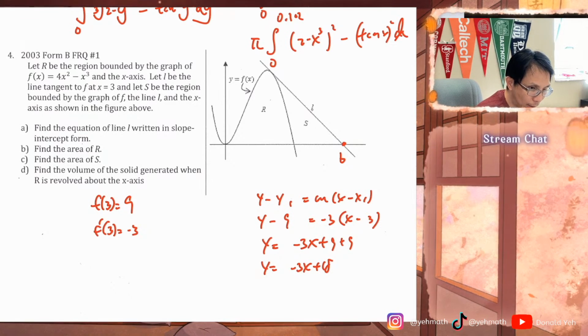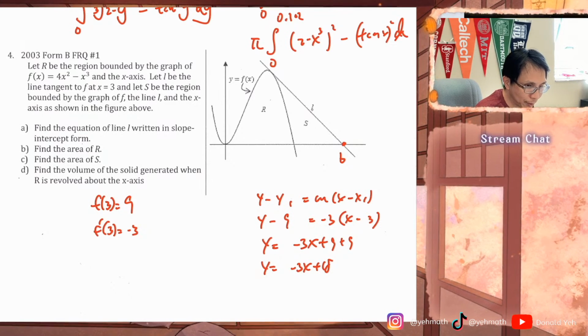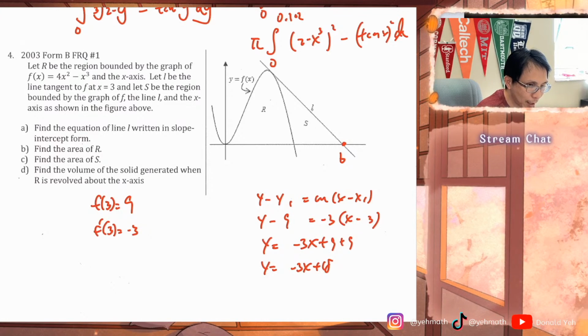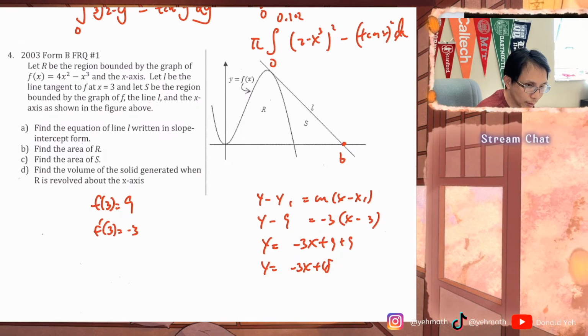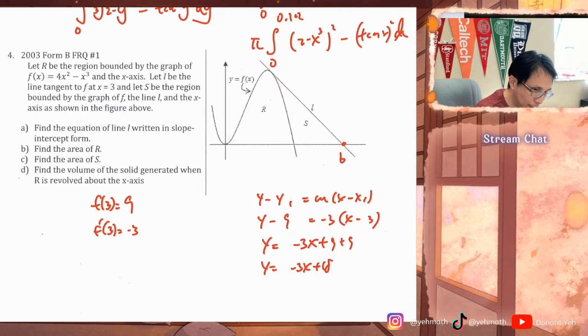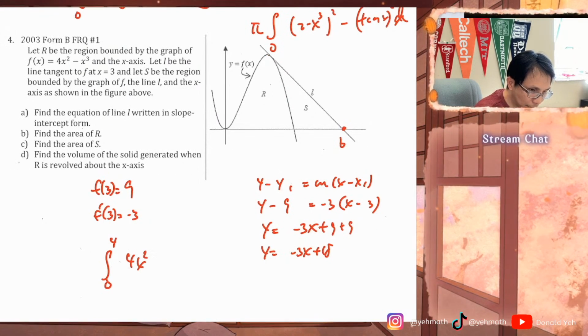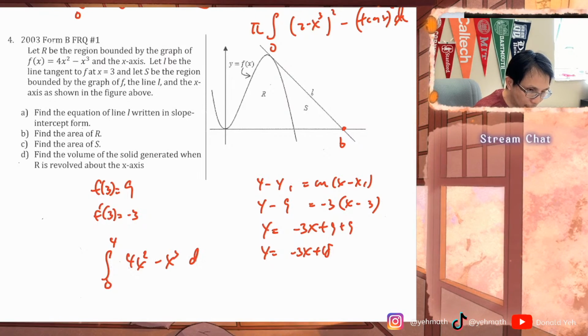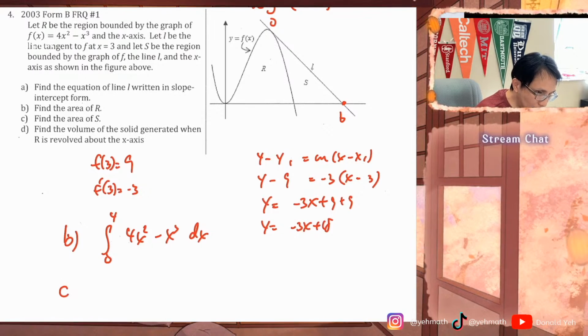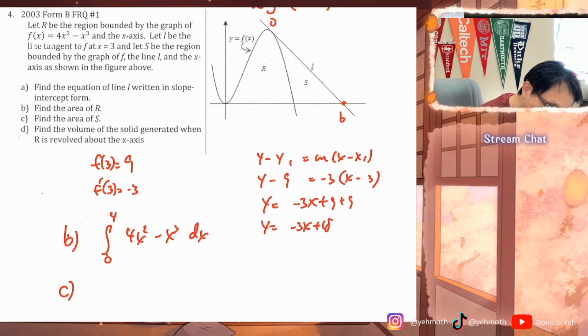See, the r doesn't need to go over because that's just 4x squared minus x cubed, from 0 to 4. So 0 to 4 of 4x squared minus x cubed dx, and that's it. That's B. C is a little bit hard because you had to cut it into 2 sections.